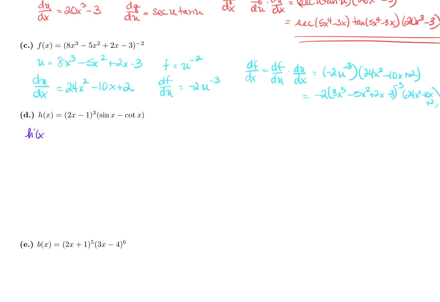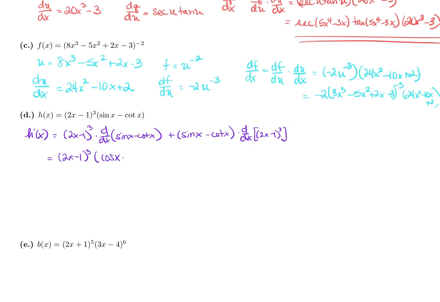So here we'll have h prime of x is first, so 2x minus 1 cubed, times the derivative of the second, which is sine x minus cotangent x, plus the second, sine x minus cotangent x, times the derivative of the first, which is 2x minus 1 quantity cubed. So we end up with 2x minus 1 quantity cubed, and our derivative of sine is cosine. And our derivative of cotangent is a negative cosecant squared x. So we make it a plus cosecant squared x. Plus sine x minus cotangent x.